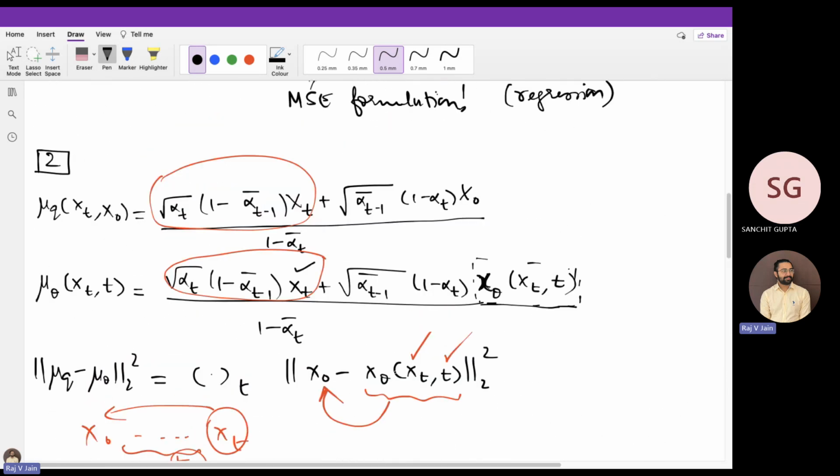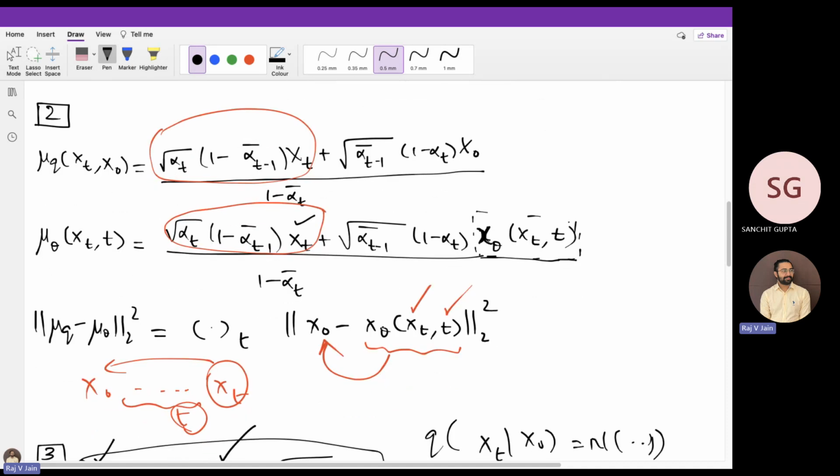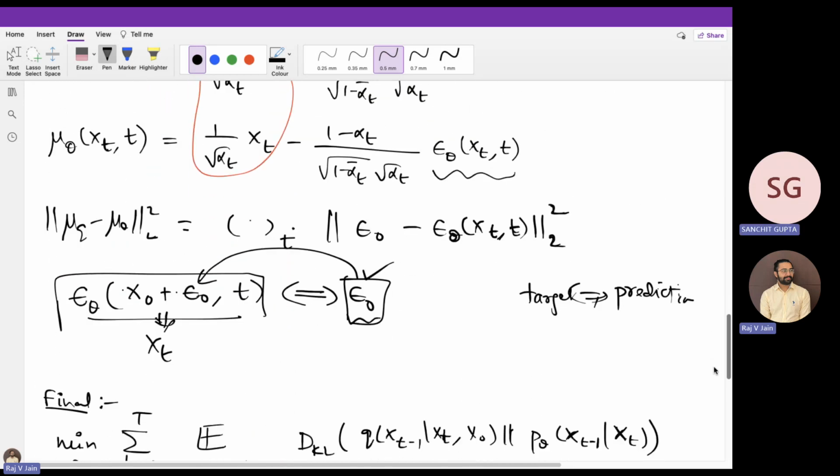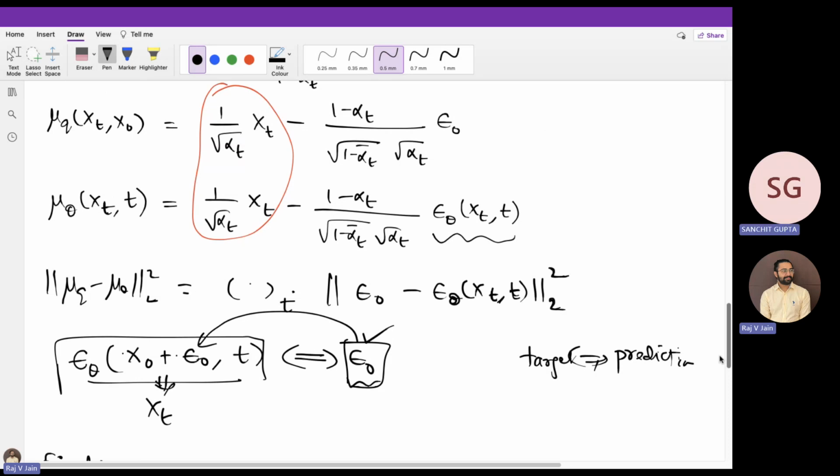So here the idea was you give me the denoised image directly. Here we're saying give me the noise that was added to the image.